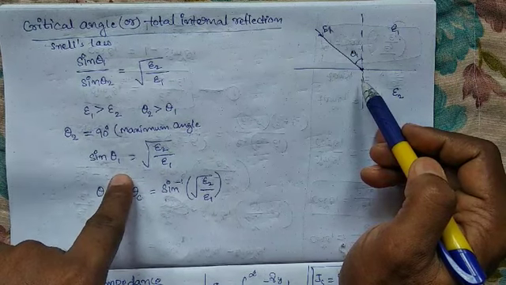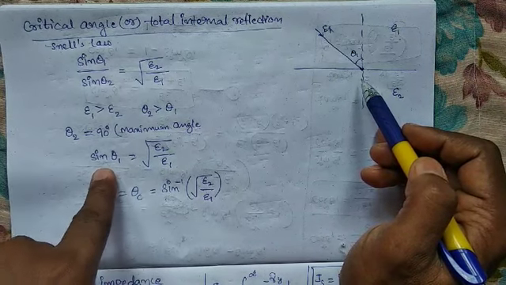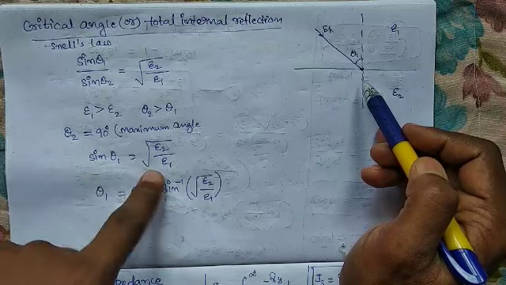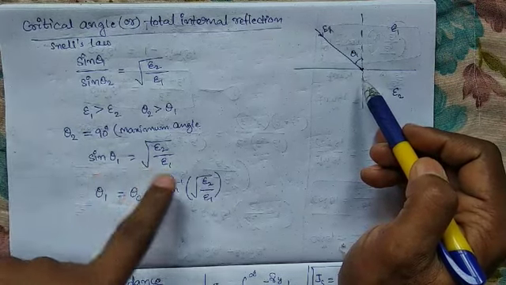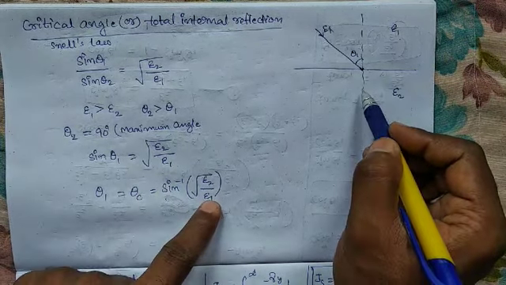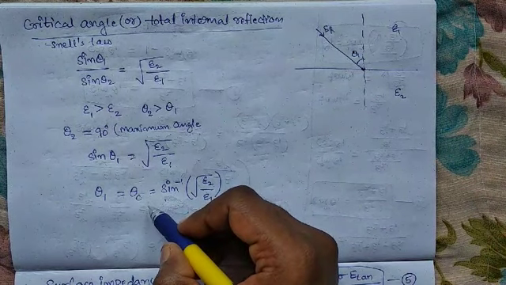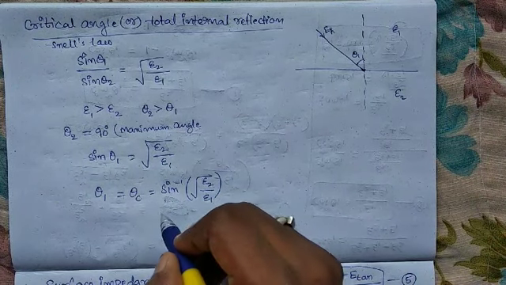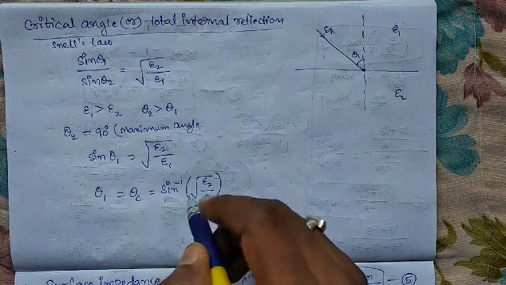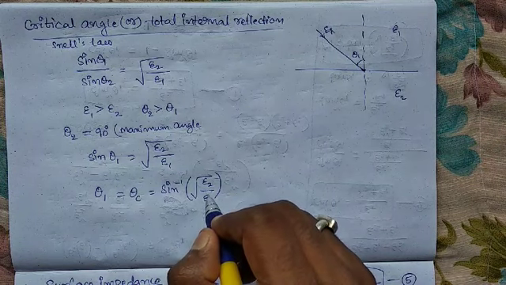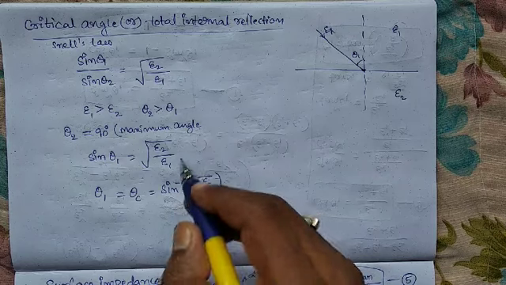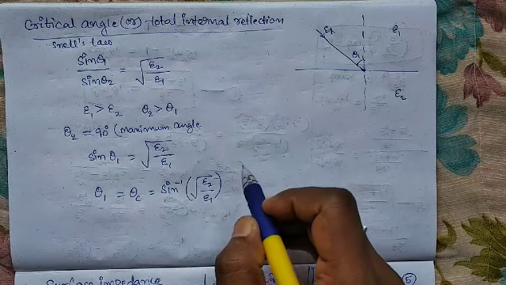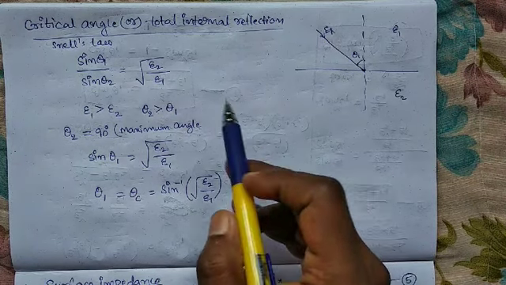Here we are determining this theta 1. Theta 1 is equal to theta c. That is equal to sin inverse, we are taking this sin to this side, means inverse. Sin inverse square root of epsilon 2 by epsilon 1. For this angle, there will not be any refracted wave. Here this is about the critical angle or total internal reflection.